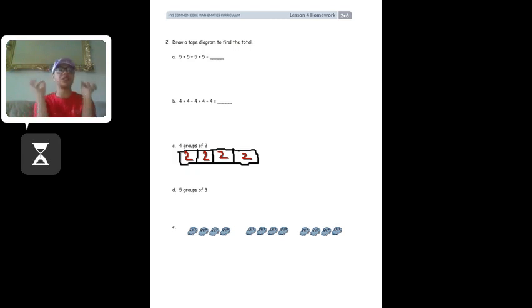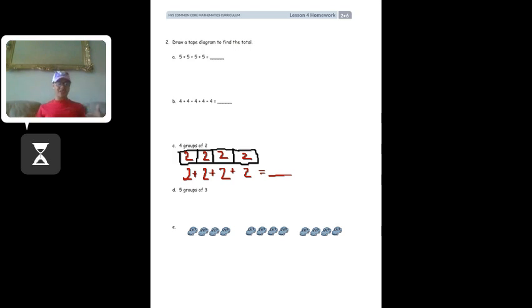So now it's time for me to write my repeated addition equation so I can figure out the total amount that I have inside my tape diagram. So what I'm going to do is I'm going to write 2 right here for that 2. Plus 2 for that group, and then plus 2 for my next group, and then plus 2 for my last group. And now I've made my repeated addition equation for that tape diagram.